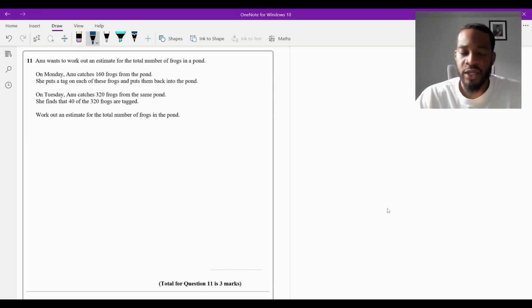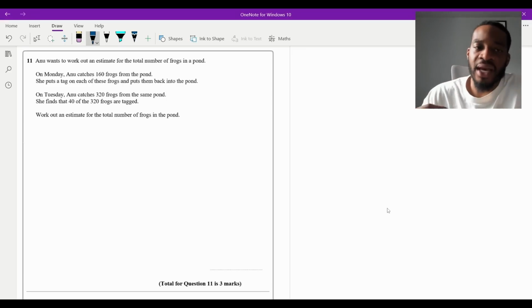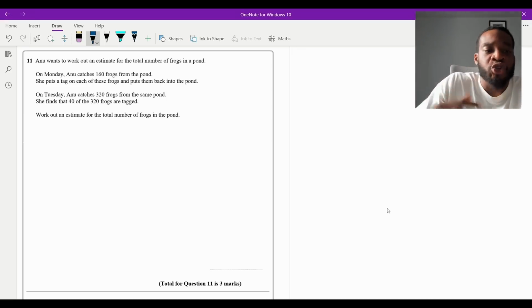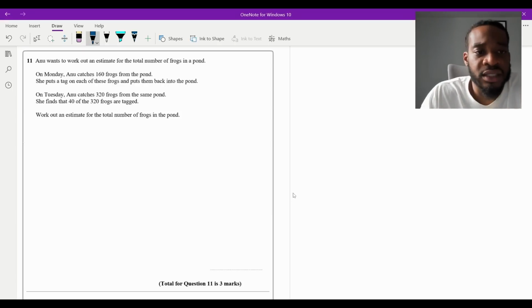This is 3 marks. Okay, so this one here is capture and recapture. This topic is quite rare. It doesn't come up all the time, but it can come up. And if it does, you want to make sure you get the marks. Now, what you're doing with this topic is assuming that the proportion of, in this case, frogs that are tagged is going to be the same throughout. And what we mean by that is this.